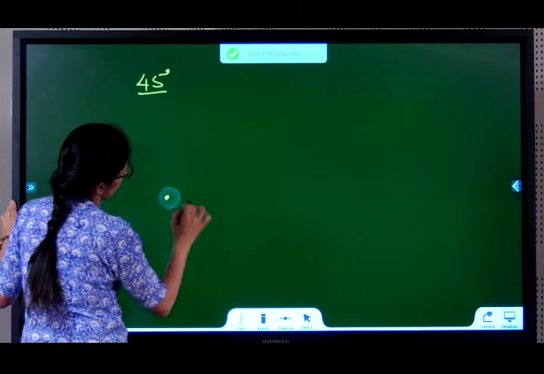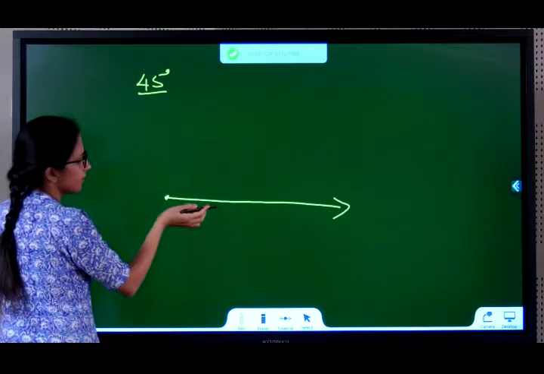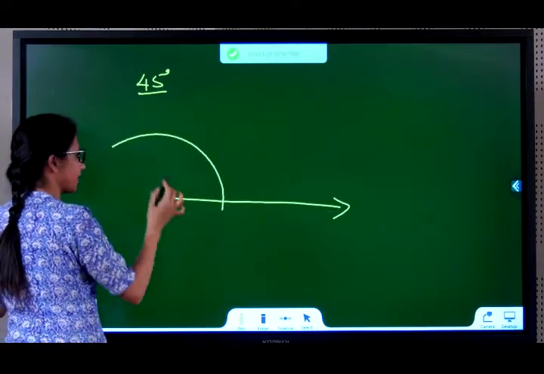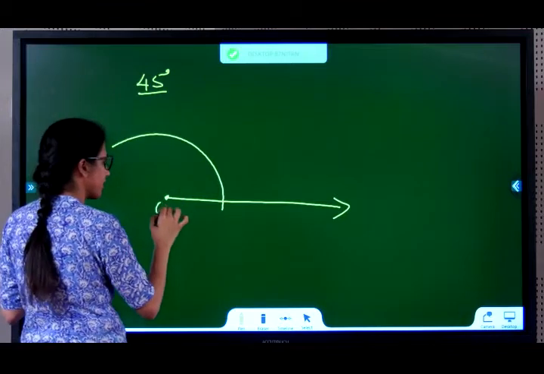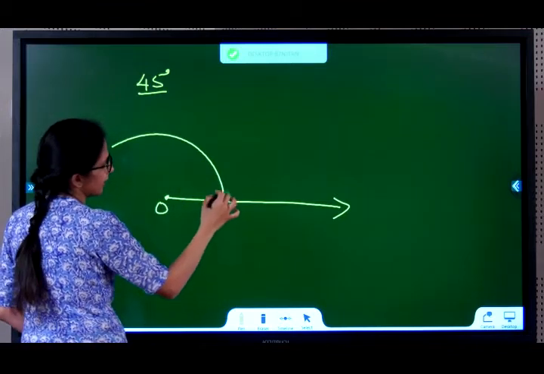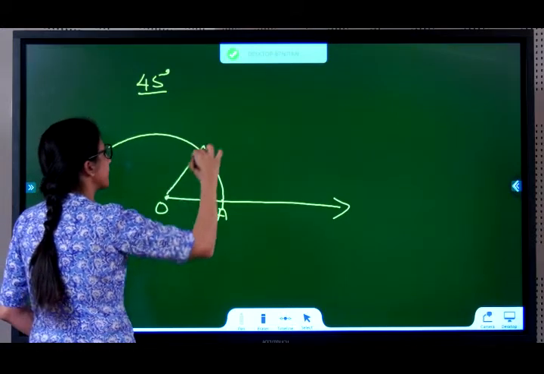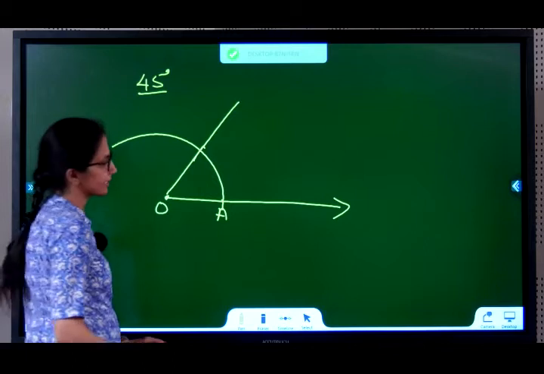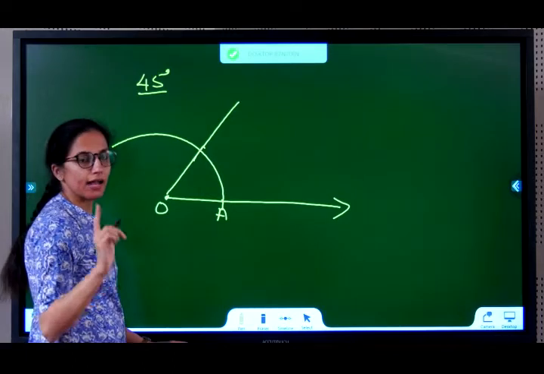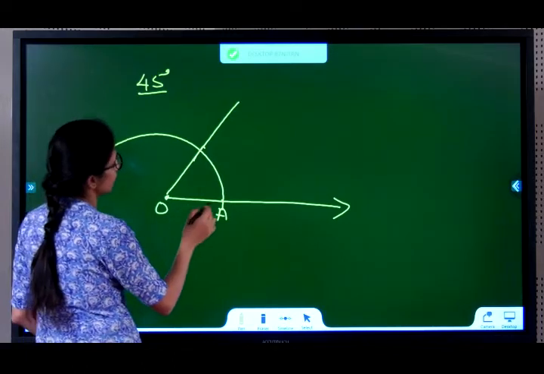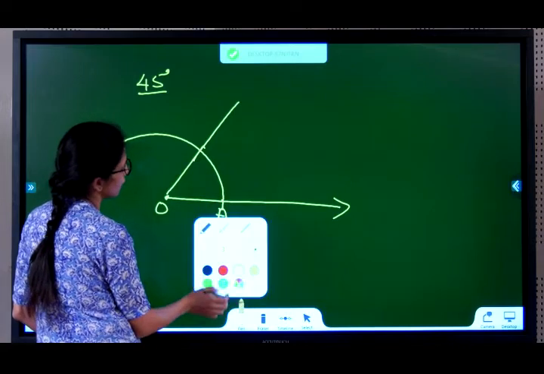So, first draw the line segment, take an appropriate radius. Without changing the radius, keep your needle at A and cut an arc. So, this will be my 60 degree. I don't want 60 degree. I want 30 plus 15. So, first construct the 30. How do we construct the 30?